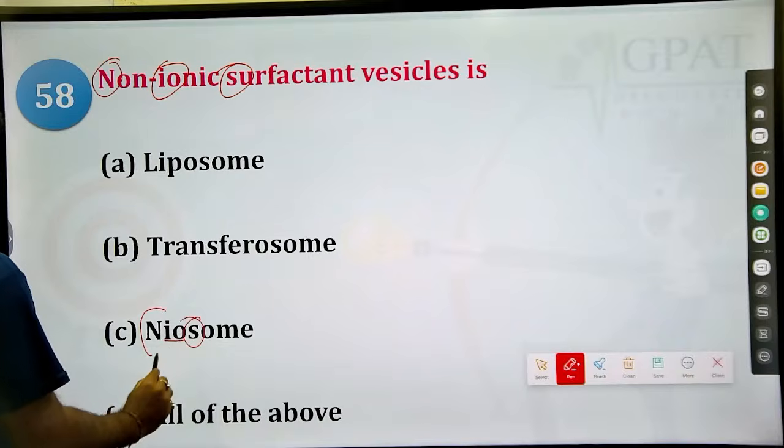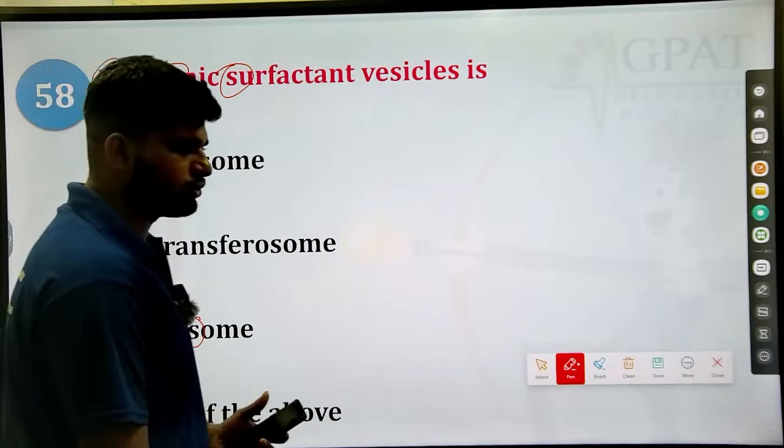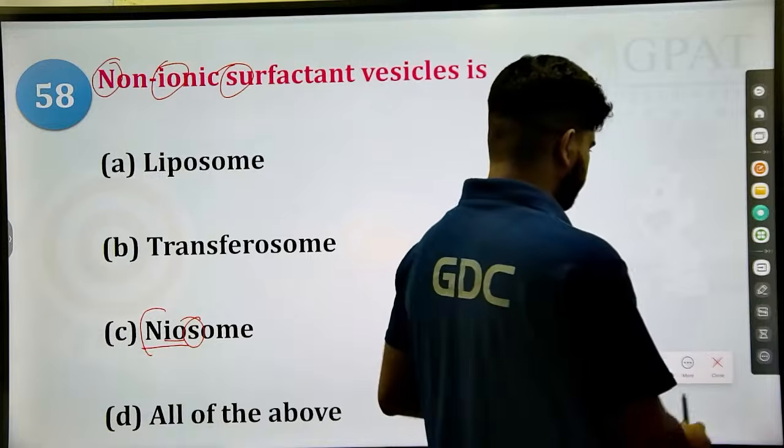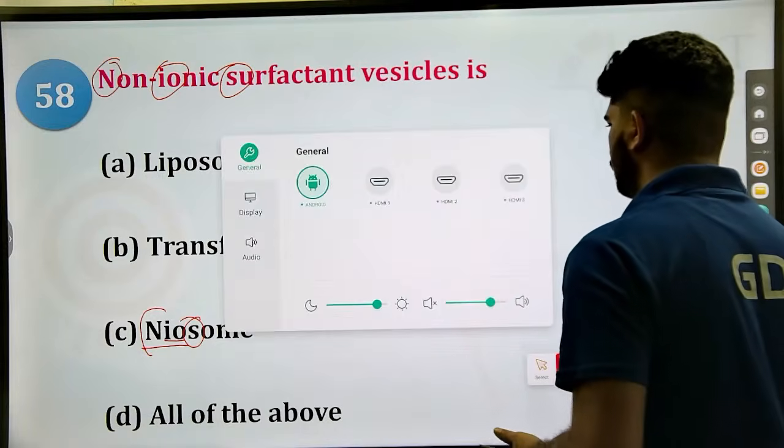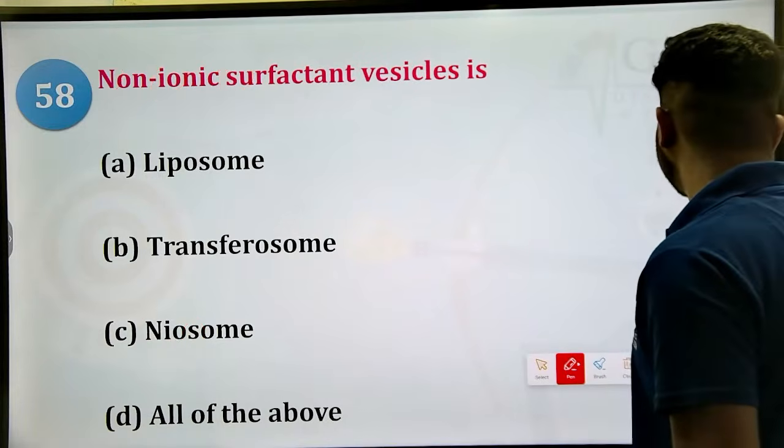Non-ionic surfactant. So, niosomes is going to be your correct answer over here, right? Niosomes is going to be your correct answer.